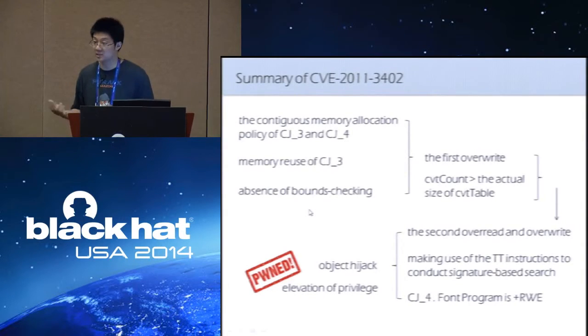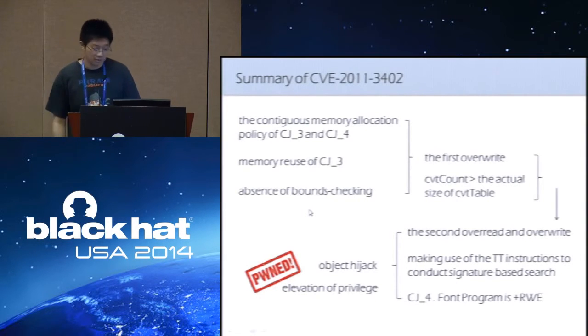a signature-based search, and the shellcode is copied into the kernel with a heap with read-write and RWE. So we can use the TrueType instruction to do the object handshake, and later and finally escalation of privilege.